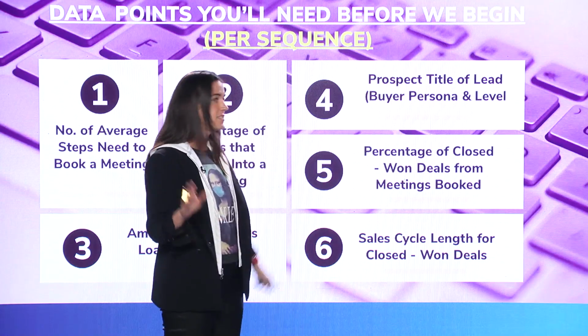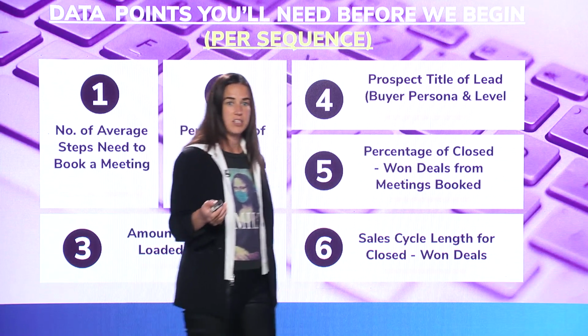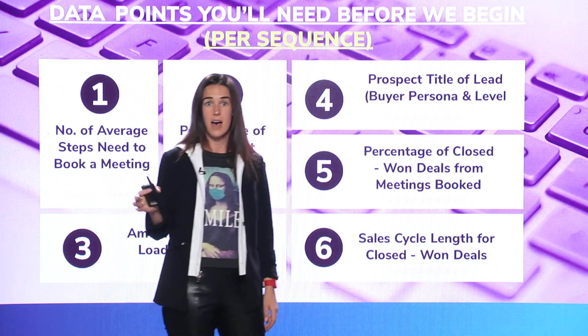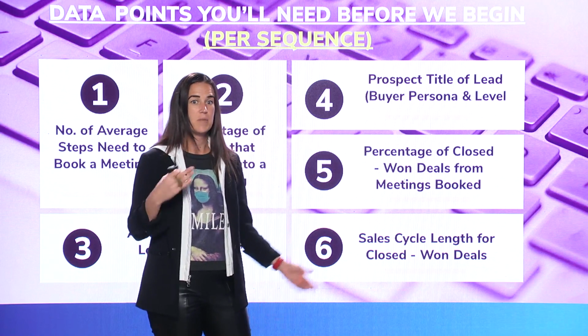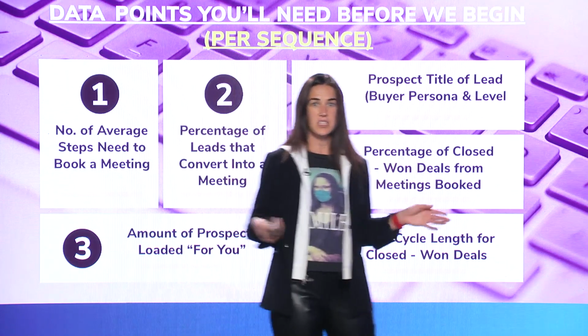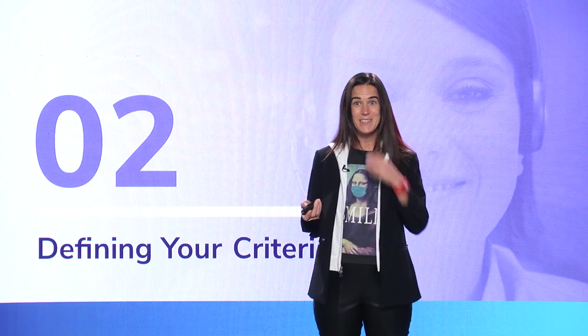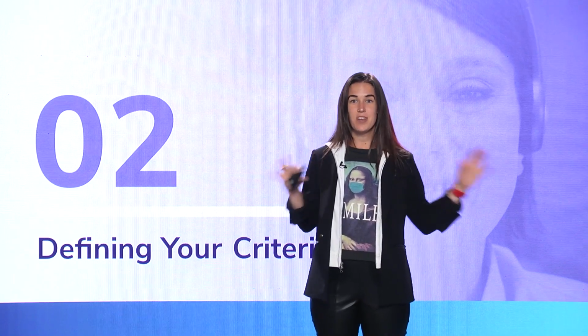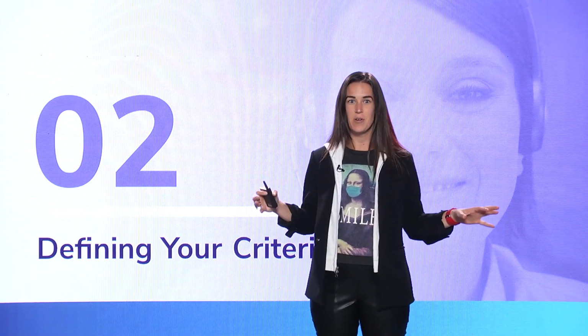And then number 6, the sales cycle length for each sequence. For the deals that were closed for each respective sequence, what was the average sales cycle? Because that comes into play in terms of ease. So these are the 6 data points that you will need. So I hope everyone has their chocolate chips and flour ready, etc.